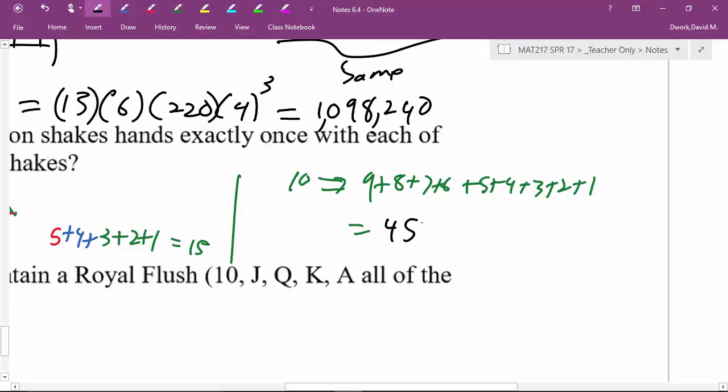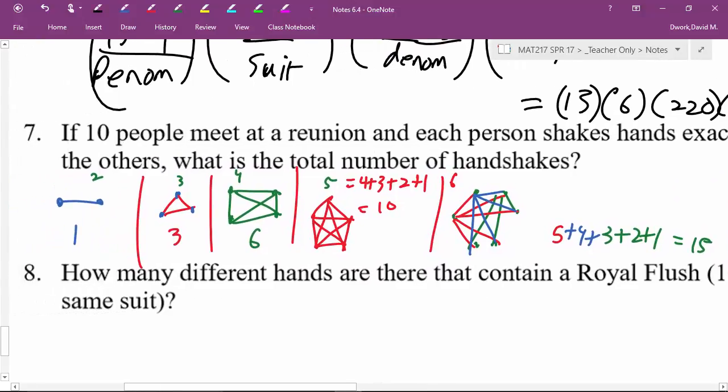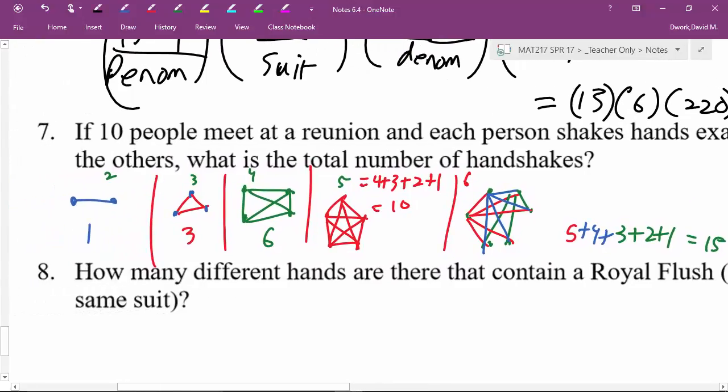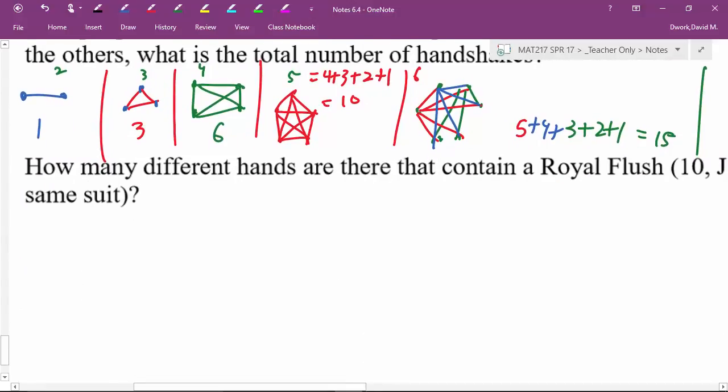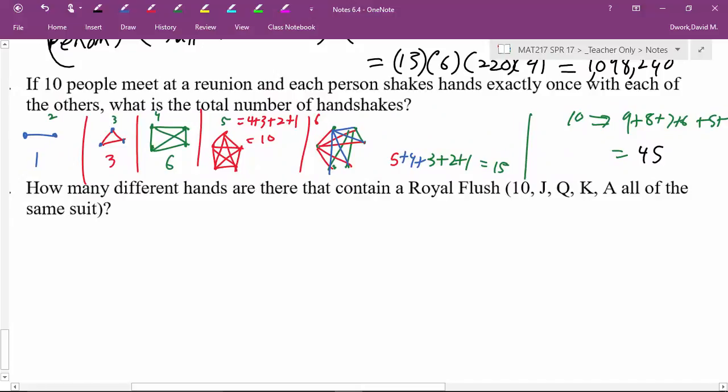Are there other ways of doing this? Absolutely. But I just want to point out, not everything has to be done using permutations and combinations. If you need to, look for patterns. It's very effective. The last one here is back to a card problem. How many different hands are there that contain a royal flush? Before we talked about a flush, which means all of your cards have to be the same suit. What a royal flush means is, again, same suit, but royal means the denominations have to be a 10, a jack, a queen, a king, and an ace.